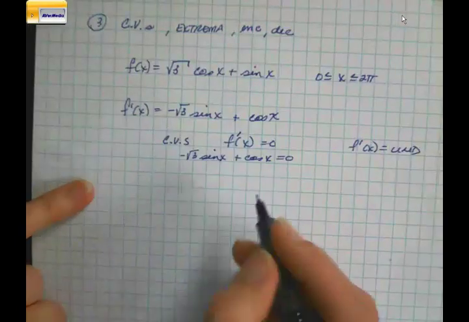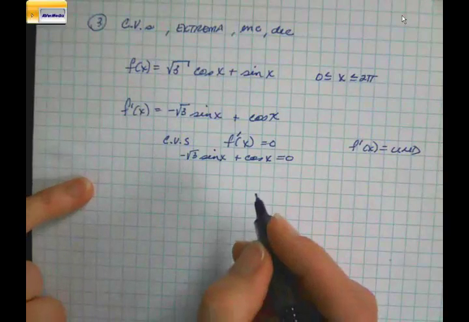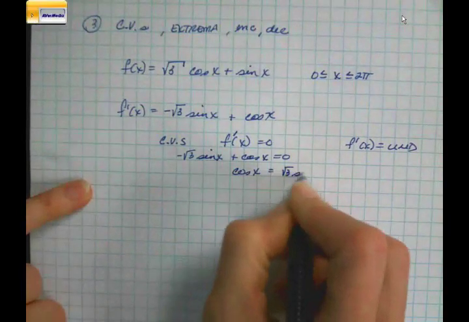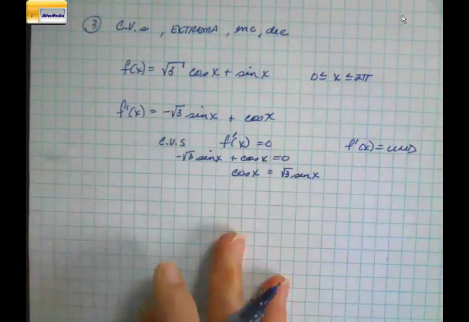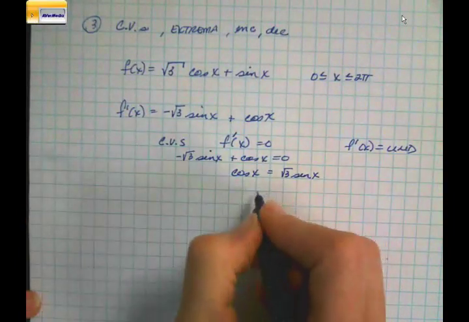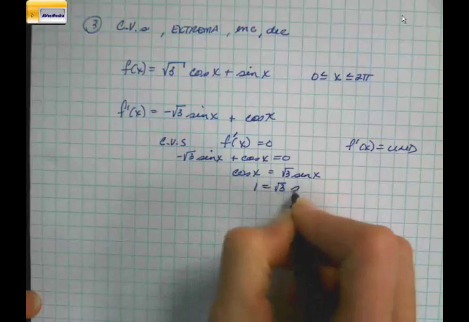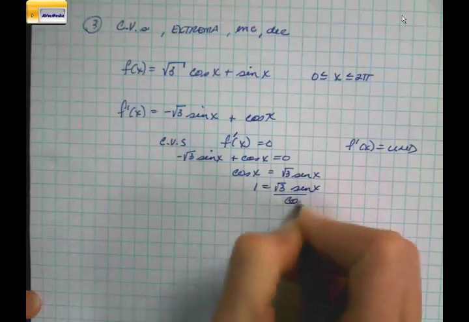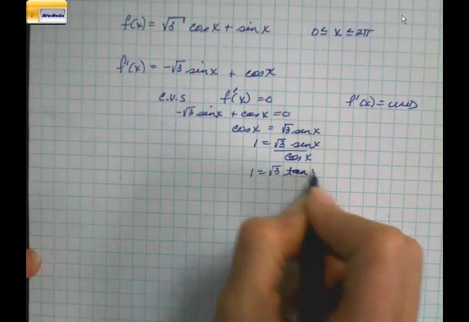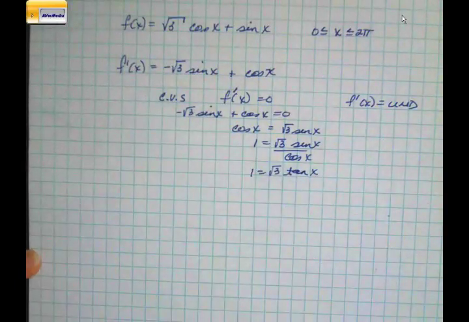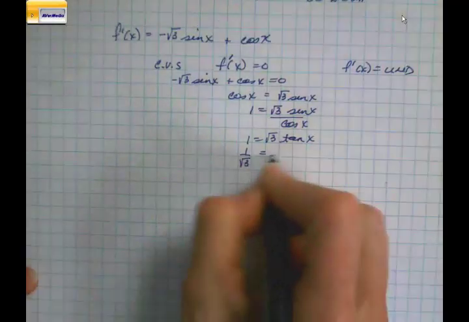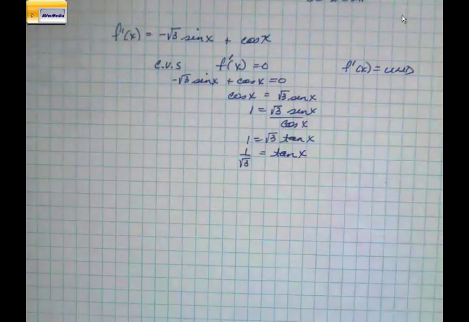Do y'all remember how to do this? Let's move this sine x to the other side. This would be cosine x equaling a positive square root of 3 sine x, right? Then if I divide both sides by cosine x, I'd have 1 equaling the square root of 3 times sine x over cosine x, or 1 equaling the square root of 3 tangent x. Or I would have 1 over the square root of 3 equaling tangent x.